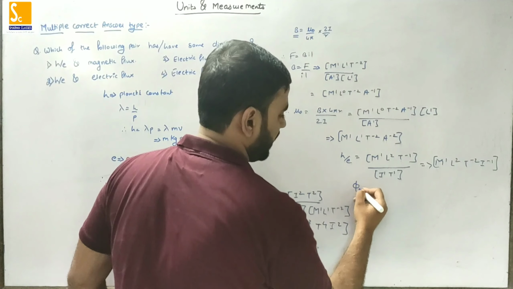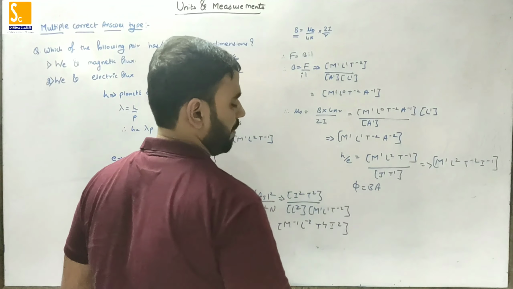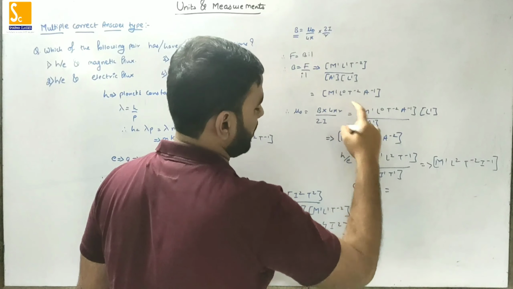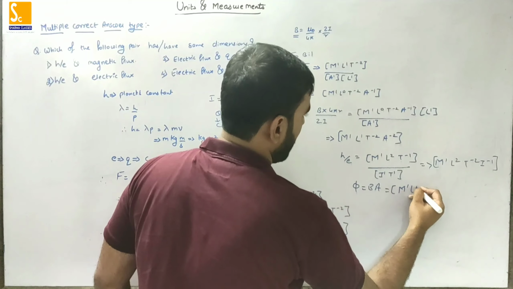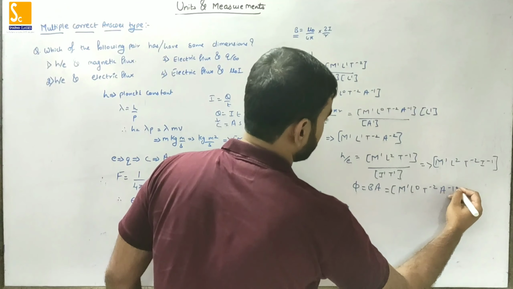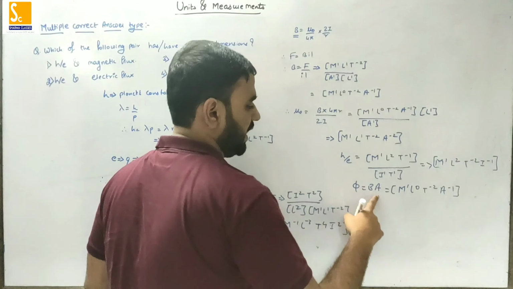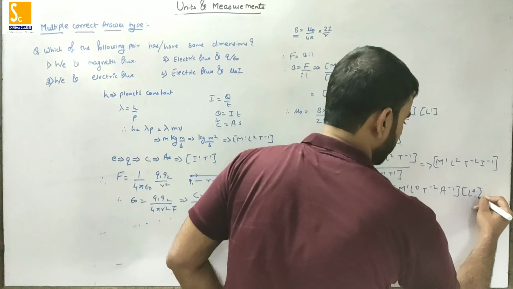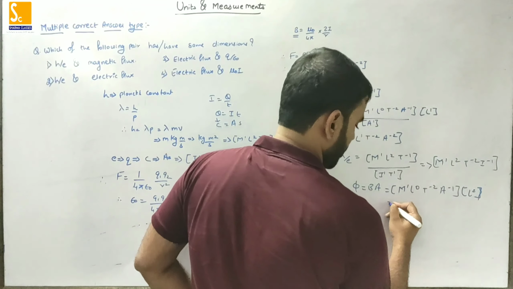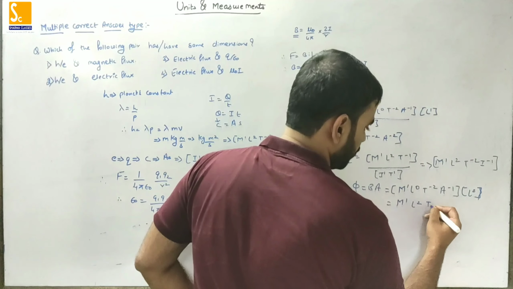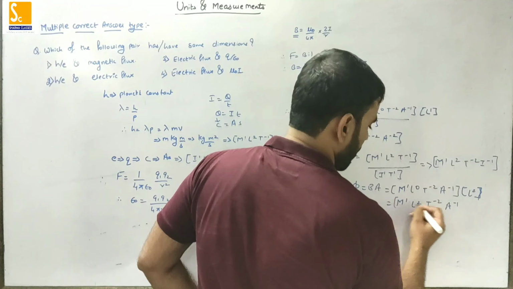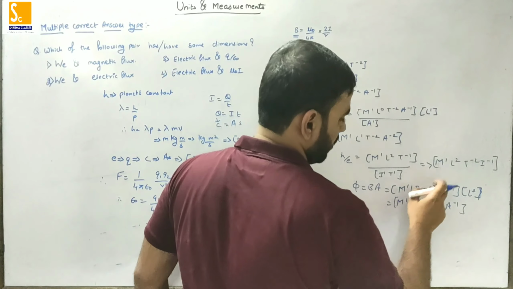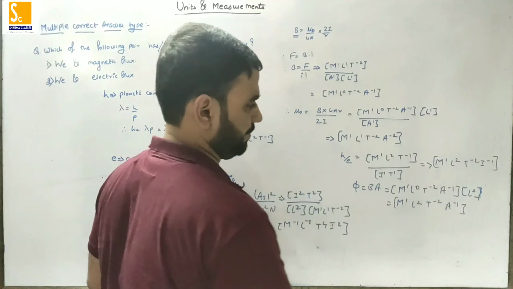The formula for the magnetic flux is B into A, magnetic field into area. We know the dimensional formula for the magnetic field: M raised to 1 L raised to 0 T raised to minus 2 A raised to minus 1. And the dimensional formula for area is nothing but L raised to 2. So it becomes M raised to 1 L raised to 2 T raised to minus 2 A raised to minus 1. If you look, they have the same dimensional formula.